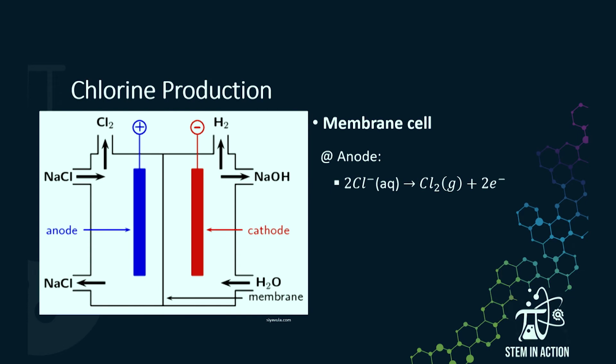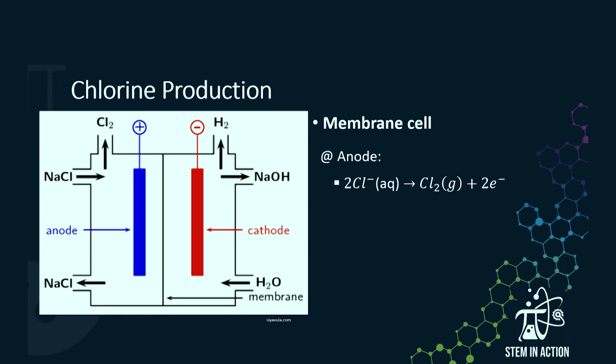The third cell that is involved in producing chlorine gas and sodium hydroxide is that of the membrane cell. Now these cells look pretty familiar, but you'll notice that in all three of them, we're producing chlorine gas and sodium hydroxide, which we use in industry. And in all of them, you have a cathode and you have an anode. And most of the reactions at the cathode and at the anode are the same.